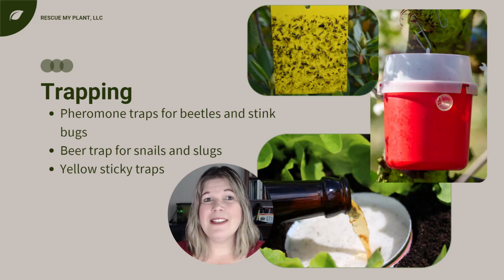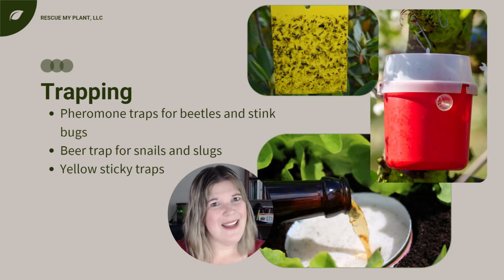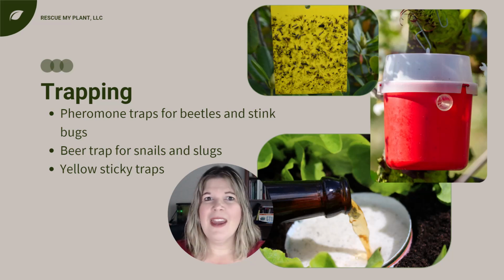You can trap snails and slugs by placing stale beer in a shallow dish to attract them. Make sure you dispose of the pests when you see them, because the beer only attracts them, not gets them drunk and kills them. You can also hang yellow sticky traps to catch flying insects such as whiteflies, beetles, and leaf miners. Hang them above your plants on a stake.